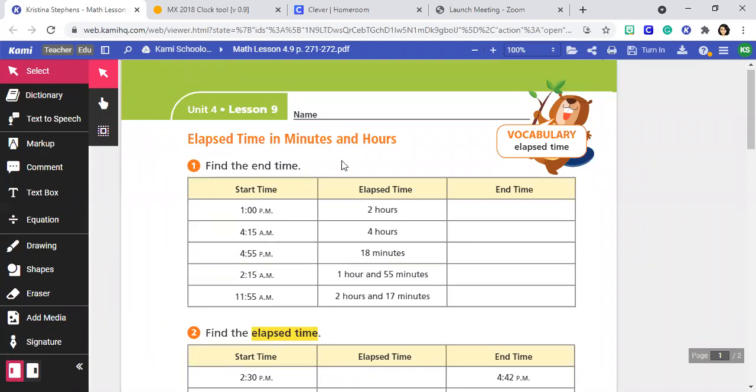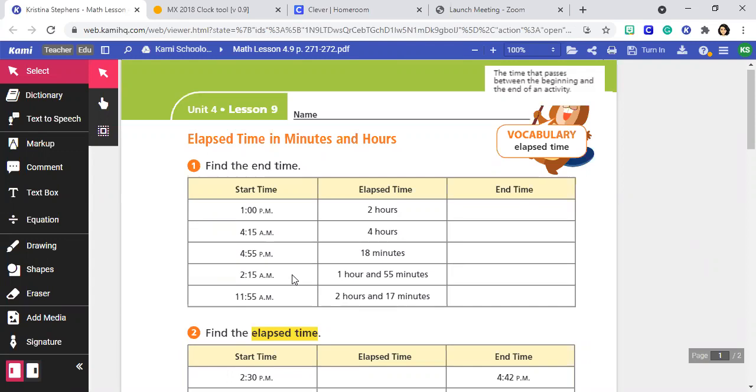In this lesson, we are going to be exploring a concept called elapsed time. Elapsed time is defined as the time that passes between the beginning and the end of an activity. So for this, we might be able to do some of this just using mental math, but we're also going to use our clock tool to help us see the elapsed time.